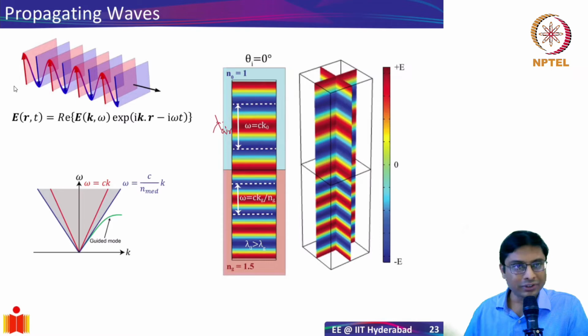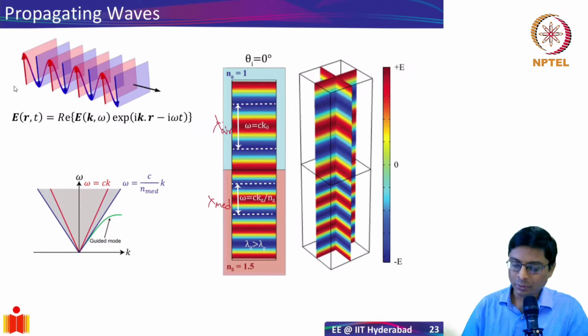Now, when we come into the second medium, we clearly see that the lambda in the medium has reduced. The phase fronts have become closer to each other. And of course, we can define the relation as omega equals c by n_g times k_g, where c by n_g is the slower velocity, and k_g is the wave vector in that particular medium. So this is a cross-sectional view.